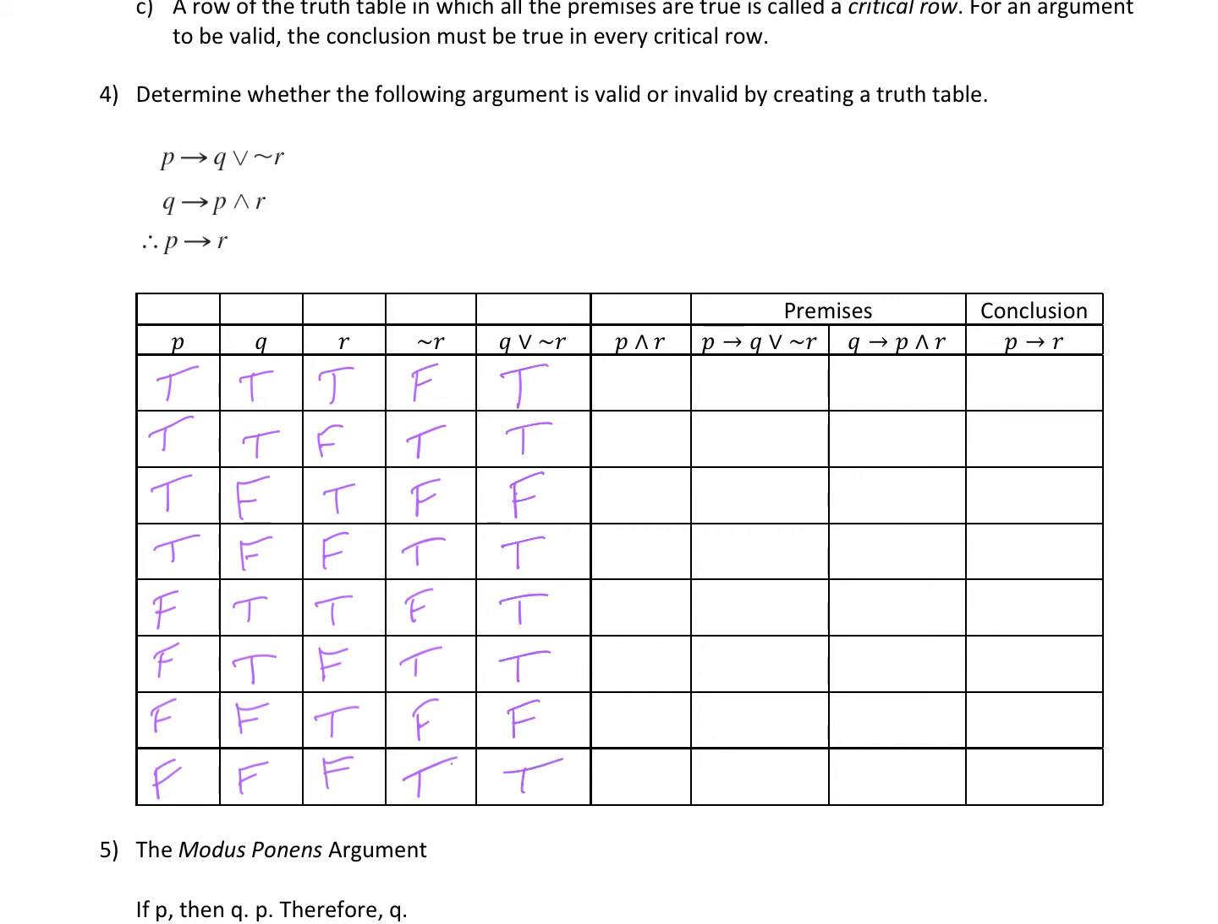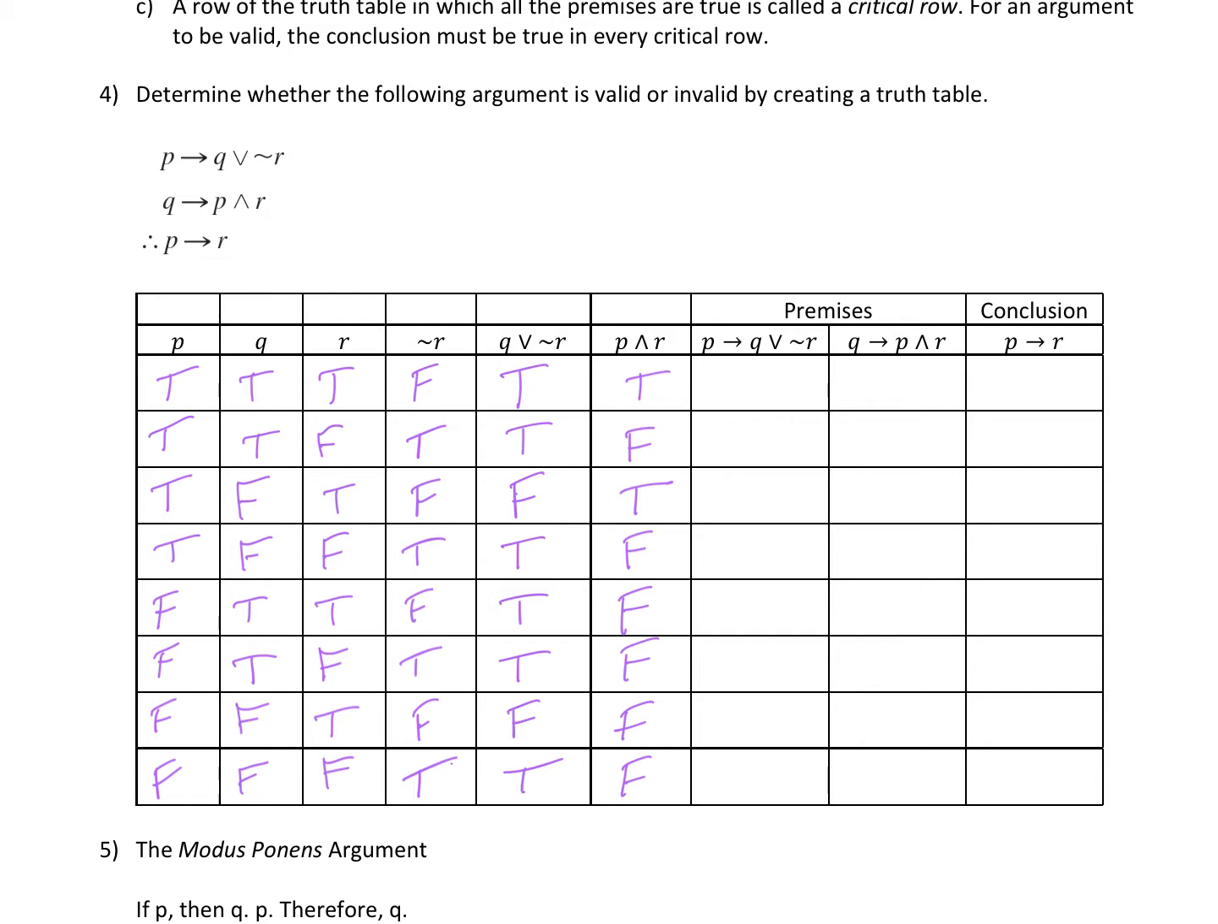P and R. This is part of my second premise. I wanted the premises to be next to each other in the table, so I'm just going to build this part of the second premise first. P and R, so I'm looking at the P column and the R column. It's an and statement, so I need 2 trues to get a true. So I've got true, false, true, false, false, false, false, false.